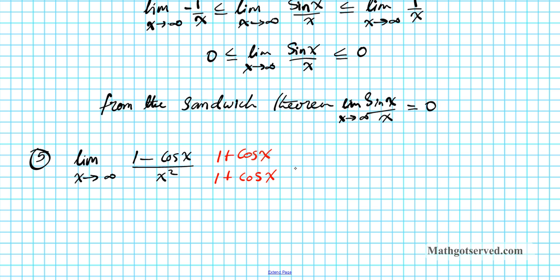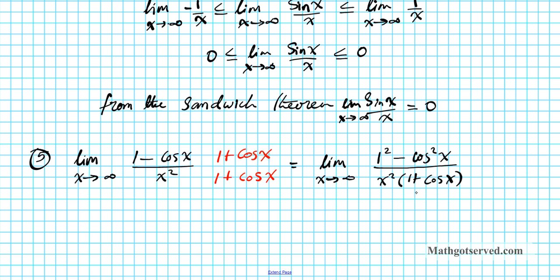On the numerator, since we have the difference of two squares, we can use the reverse of the difference of squares factorization formula to express this as 1 minus cosine square x. Okay? All right, and then in the denominator, this is divided by x squared times 1 plus cosine x.